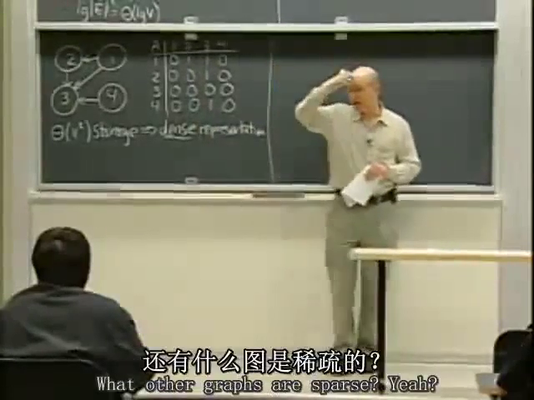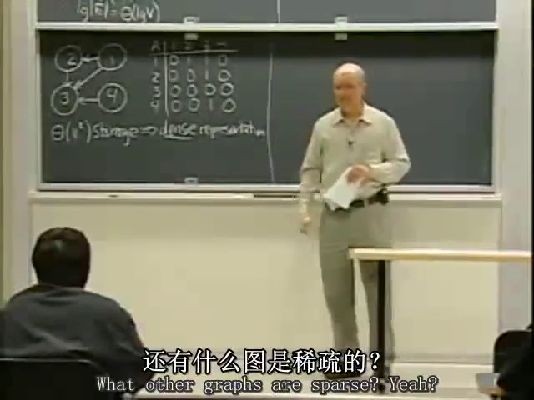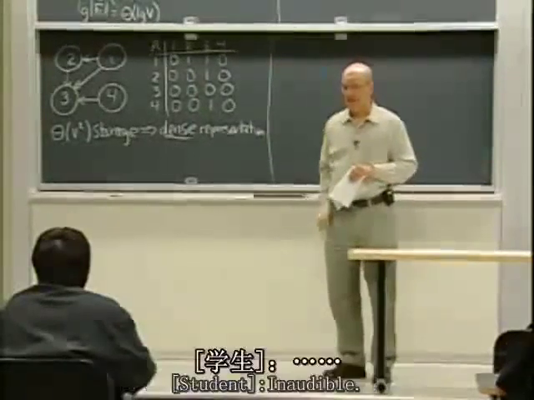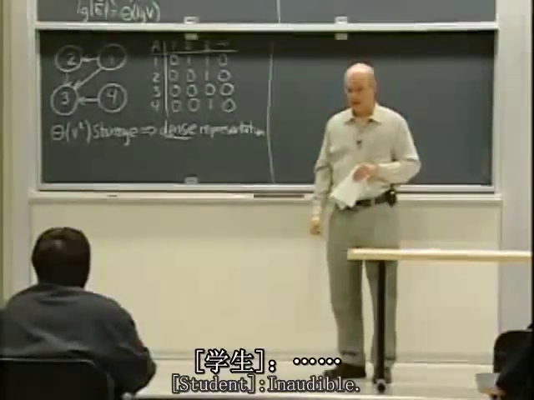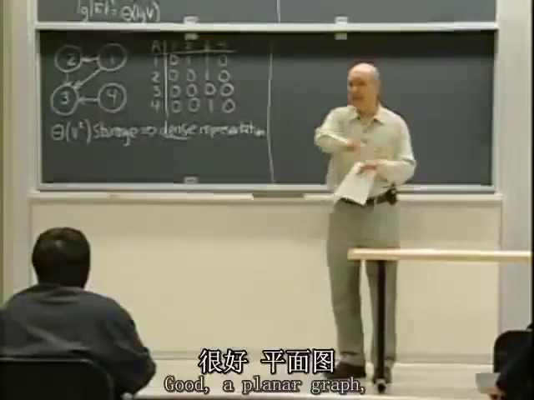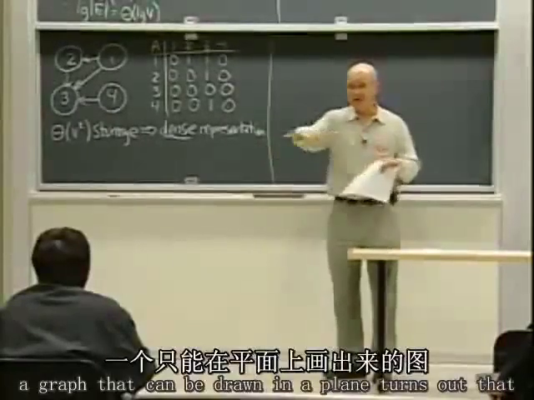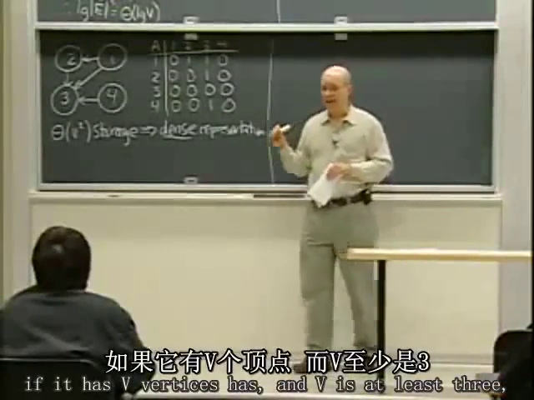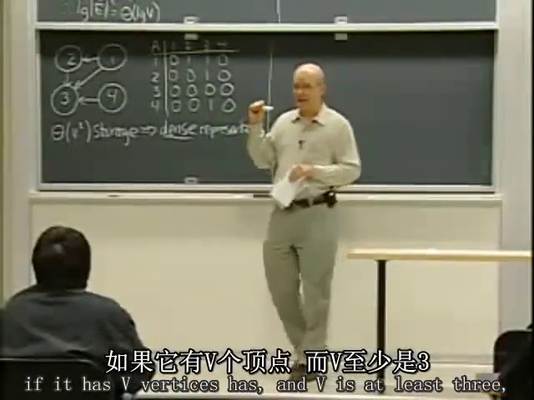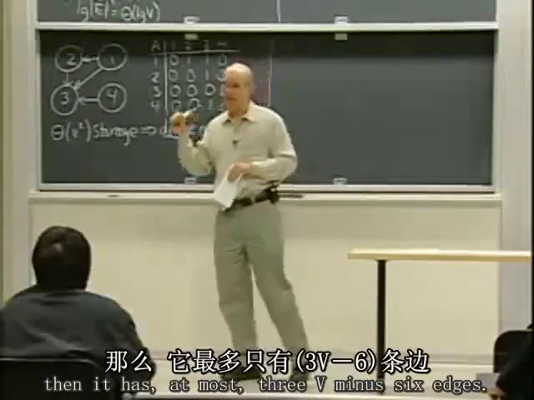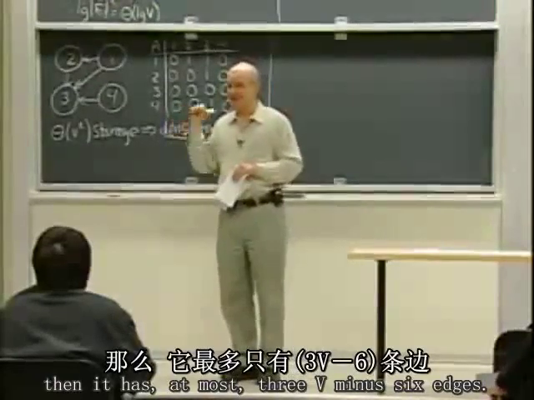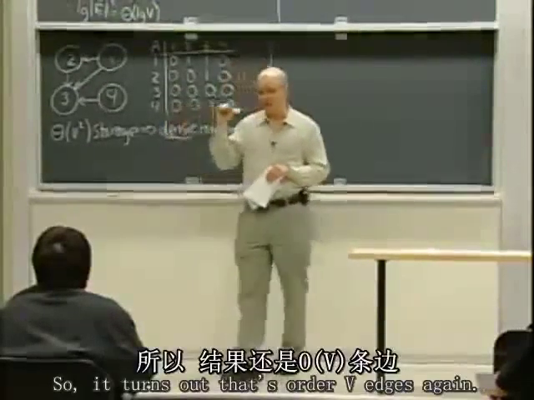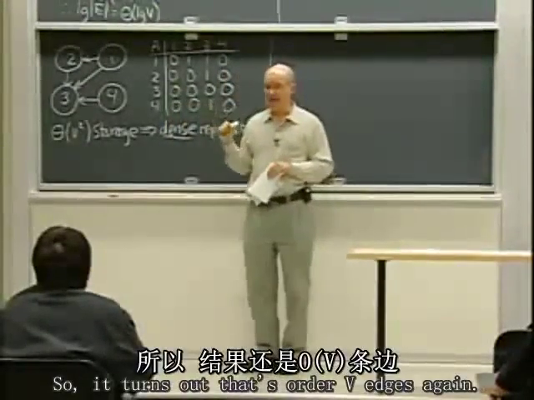What other graphs are sparse? You could use a graph of a map. Good. A planar graph, a graph that can be drawn in the plane, turns out that if it has v vertices, and v is at least 3, then it has at most 3v minus 6 edges. So it turns out that's order v edges again.